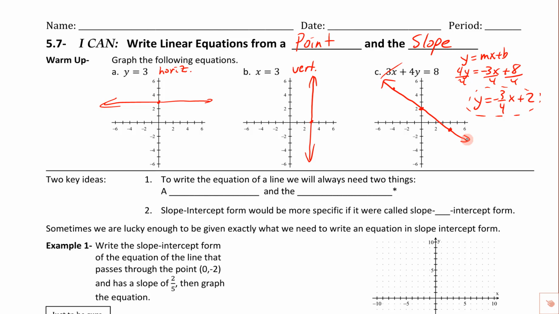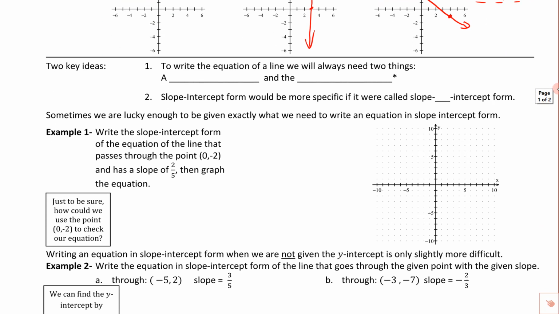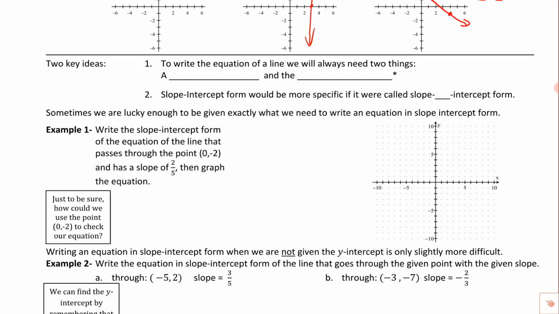Now, for today's topic, again, it's not going to be just graphing these right here. In fact, there's not going to be a whole lot of graphing on today's assignment, but we are going to be writing linear equations using just a point and a slope. So here are some key ideas that I want you to keep in mind. And this is true now and in any class you take in the future. To write an equation of a line, we will always need two things. We're definitely going to need a point, and we're going to need the slope.